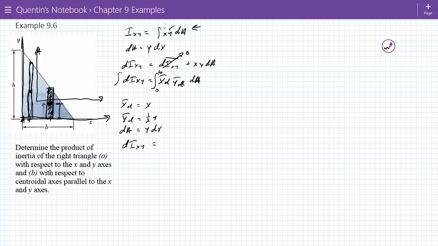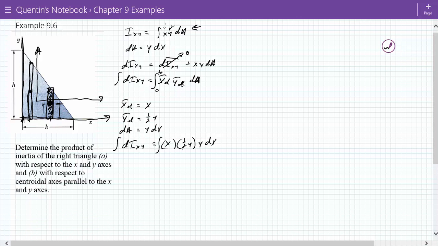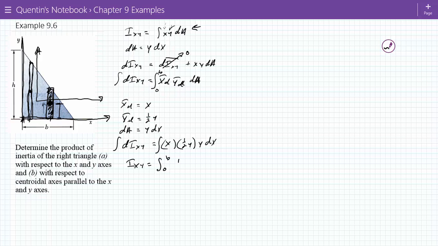So therefore dIxy is x times 1/2 y times dA, which is y dx. And so if we want to integrate that, Ixy is the integral from 0 to b of 1/2 x y squared dx. So the thing here is we need to put x and y in terms of the same thing.